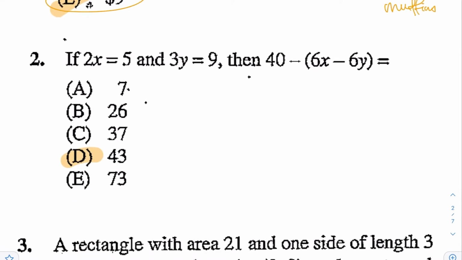Next, for question number 2, if 2x is equal to 5 and 3y is equal to 9, then 40 minus (6x minus 6y) is equal to. So here you have to solve for x, and then you also have to solve for y. To solve for x, you know that 2x is equal to 5. If you divide both sides by 2, you can figure out that x is equal to 5 over 2. Now you also know that 3y is equal to 9. If you divide both sides by 3, you can isolate y and get that y is equal to 3.